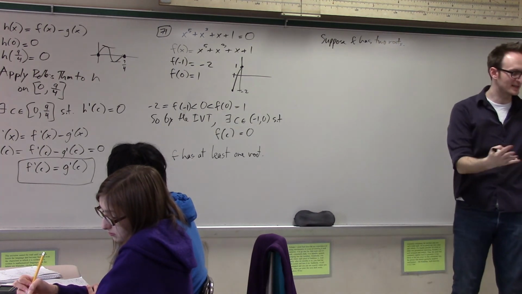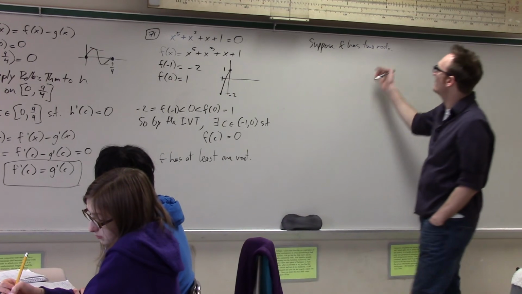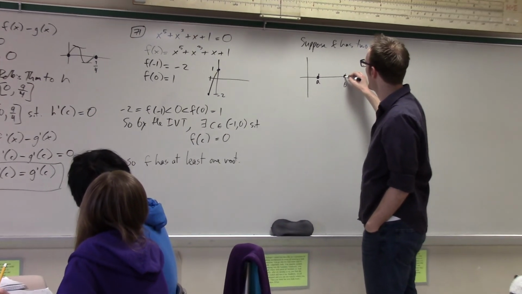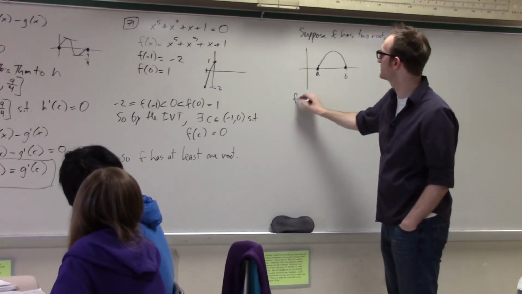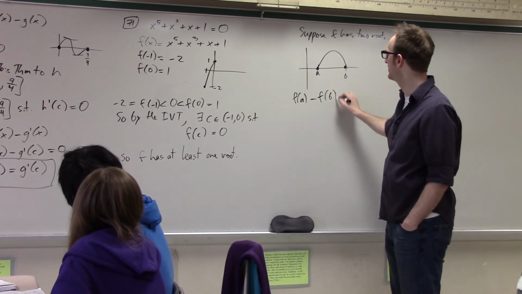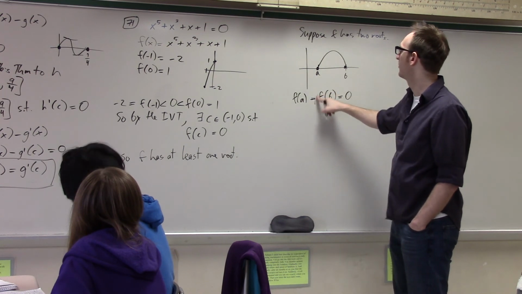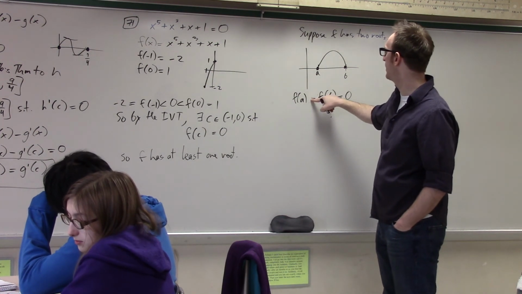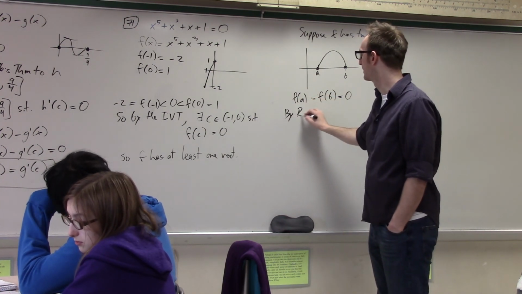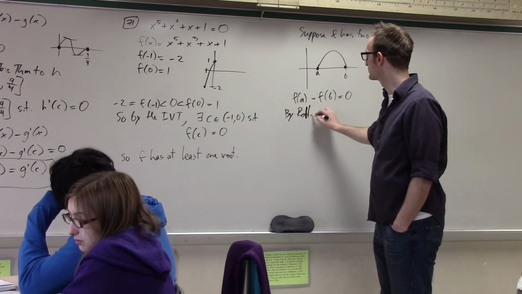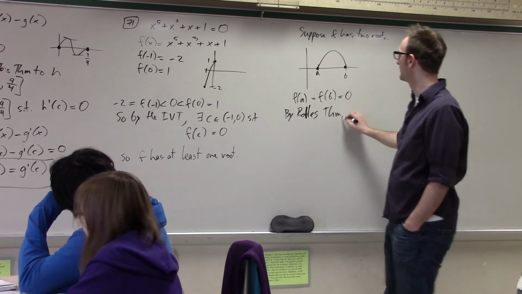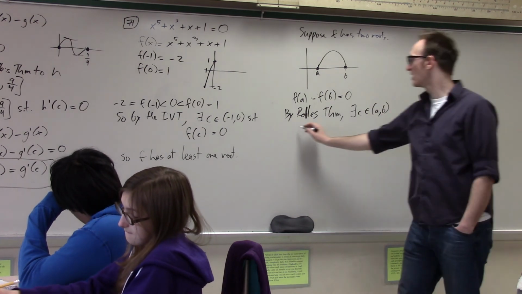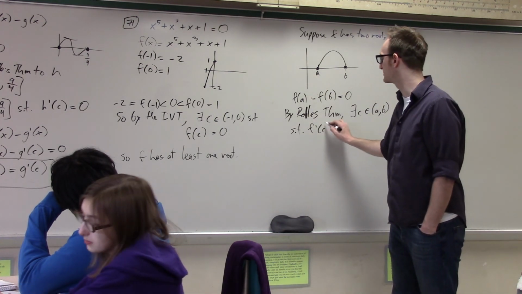Is this coming back to you now? This is exactly what we did in class. Suppose f has two roots. Well, if f has two roots, then there are two numbers, a and b, for which the function is 0. So f of a equals f of b equals 0. Well, now Rolle's theorem is applicable to this function on this interval. So by Rolle's theorem, there exists a point c on the interval a, b such that f prime of c is 0.